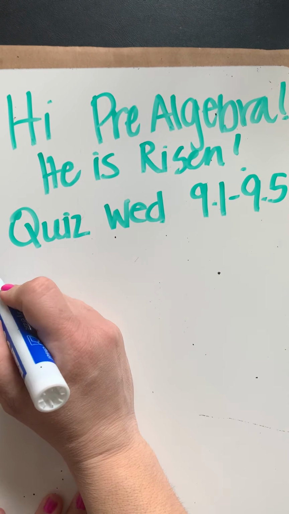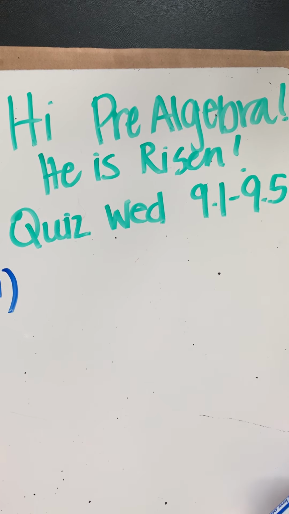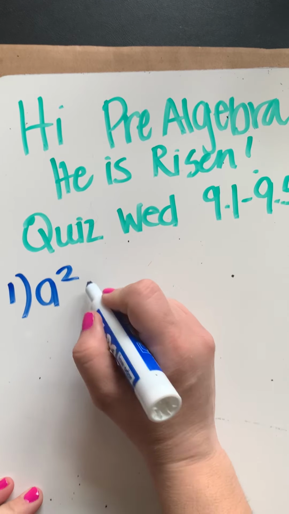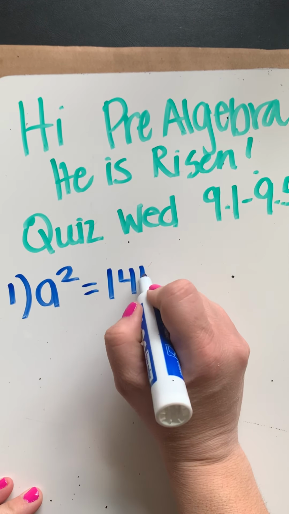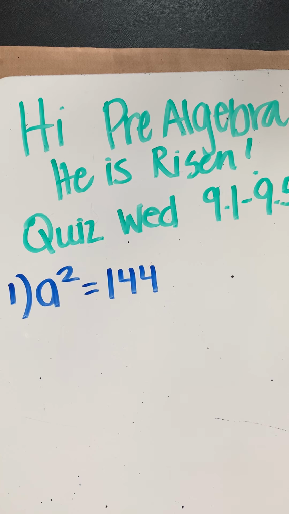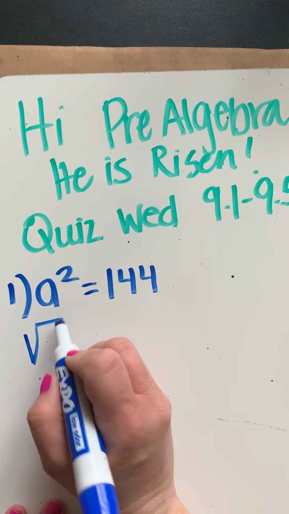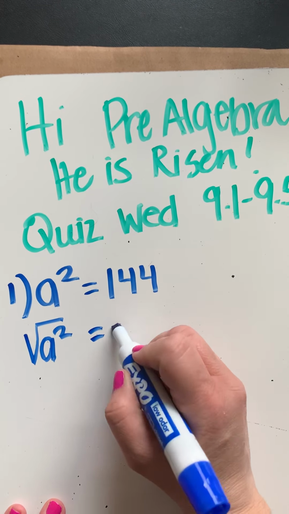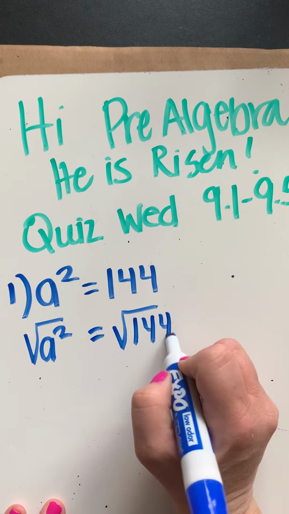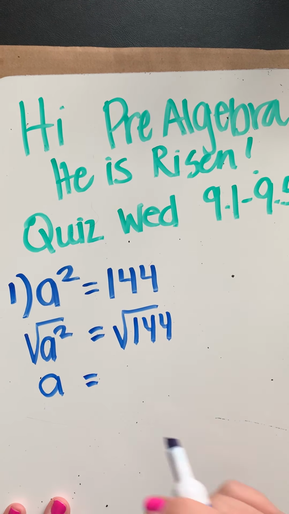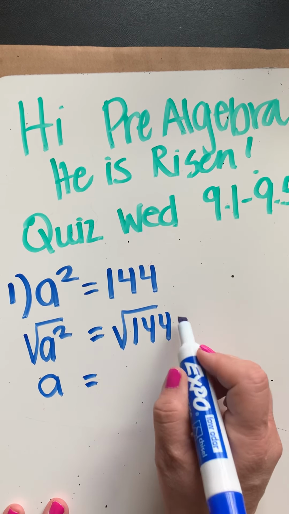Okay, so the very first question, we are going to solve for a. So I have a squared equals 144. I can't solve for a the way it is because it's a squared and not just a. So to solve for a, we're going to take the square root of both sides. The square root of anything squared is just itself, so that gives us a, which is what we want. And then now we take the square root of 144.